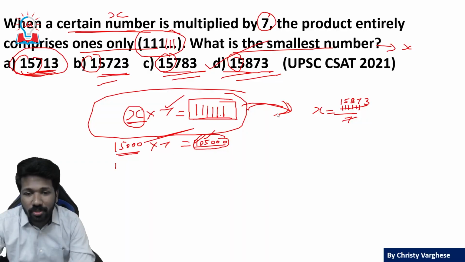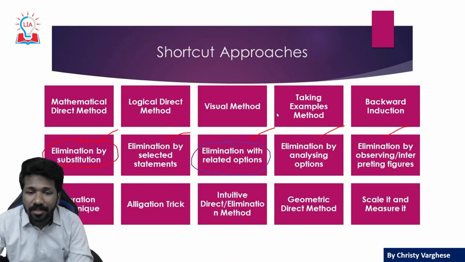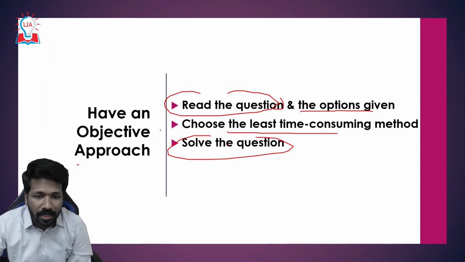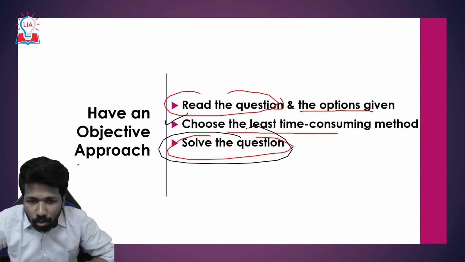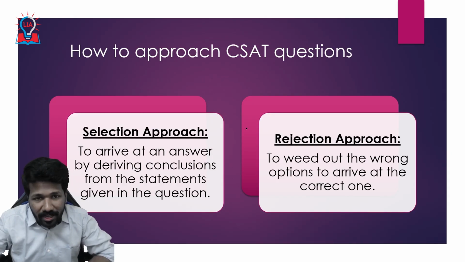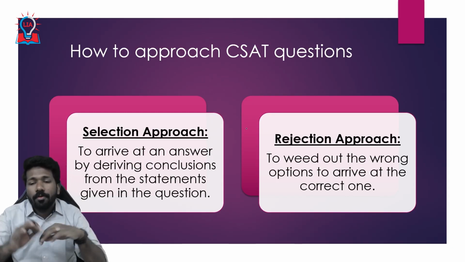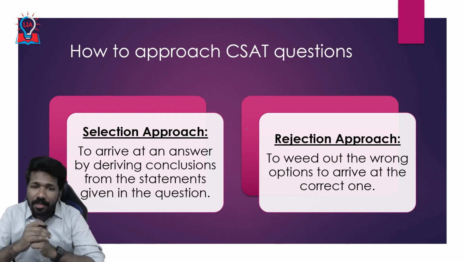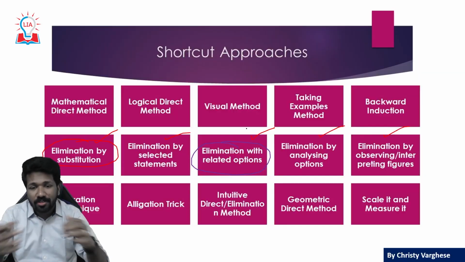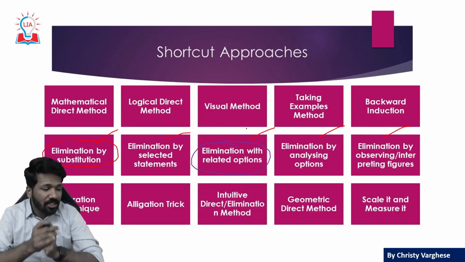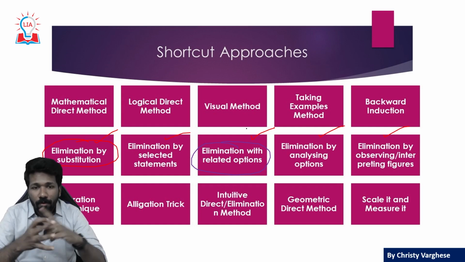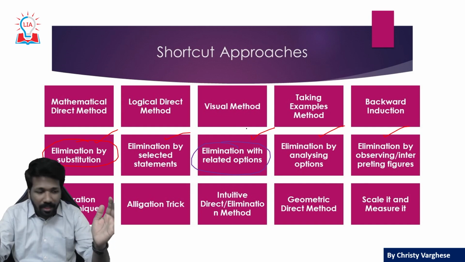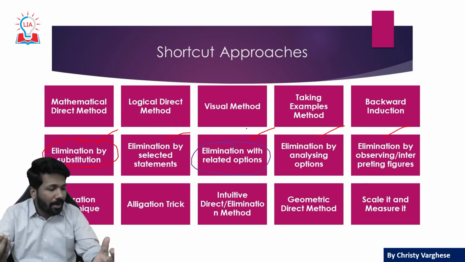The least time consuming method is very important. When you read a question, read the question and the options given and then choose the least time consuming method. That is very important. Then only solve the question. So this is how to do the rejection approach better, or how to approach a CSAT question. Hope all of you got an overall idea. In the upcoming session we will discuss more about each of these shortcut techniques, and each of these selection and rejection approaches. Hope you are clear about these concepts and the 4 questions we discussed in this shorter time, in which I tried to explain maximum concepts.